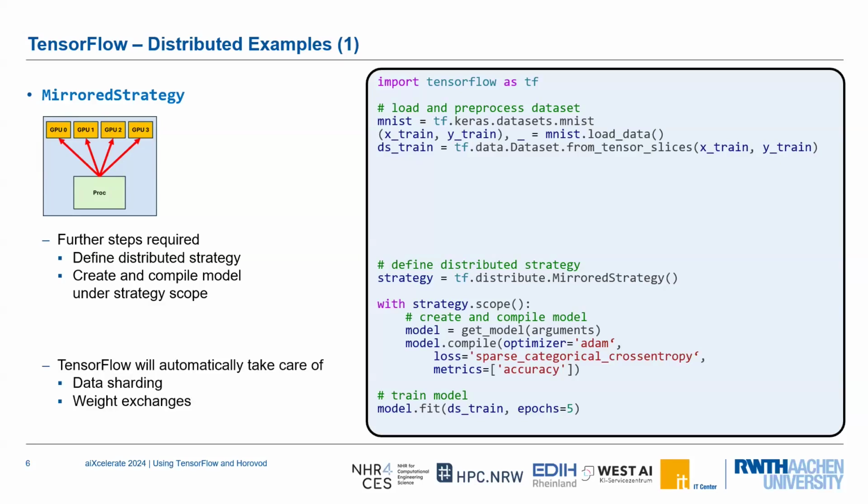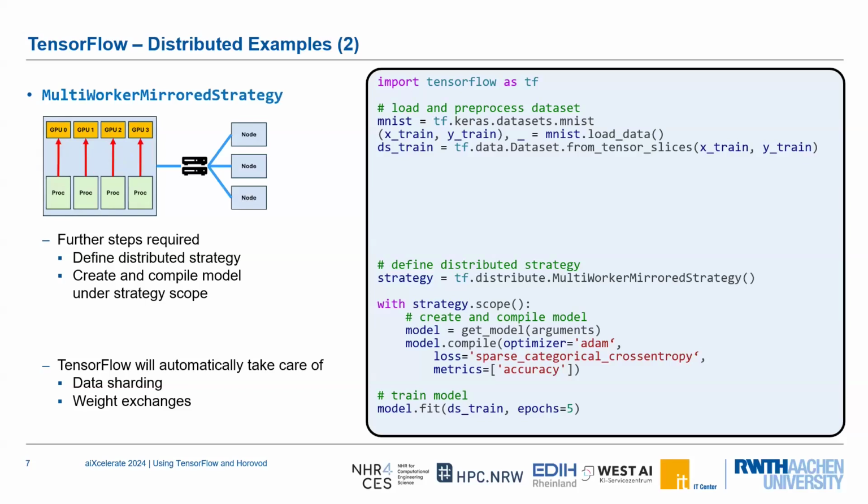Good. So basically then TensorFlow will automatically take care of the data sharding process, so basically splitting the data up into parts and then servicing the GPUs with the corresponding slices of data. And also the weight exchanges. So for example, if the model weights are updated, it will keep these copies in sync. Good. So this is a very simple use case for a single node workflow.